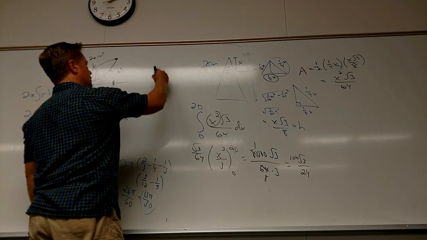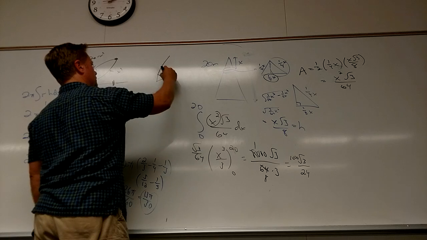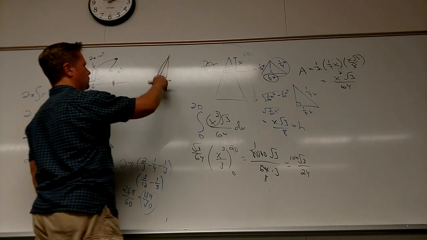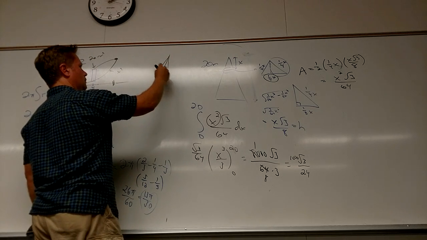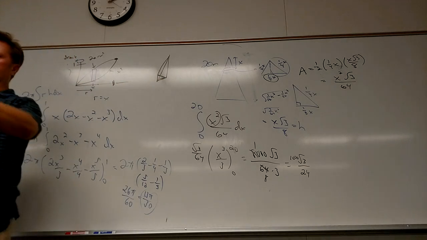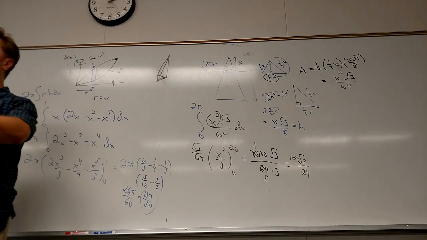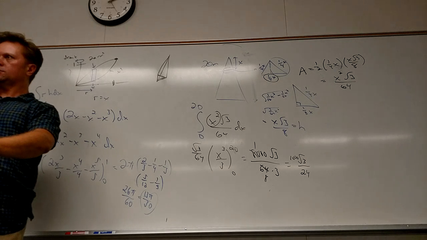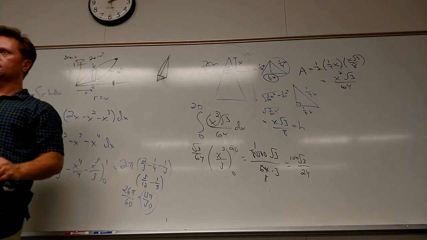Let me see if this will work out. Maybe this is something I'll do by myself. It's basically a pyramid with an equilateral triangle base. So it should be 1/3 the area of the base times the height. That should be the volume. So you can kind of check it by doing that.